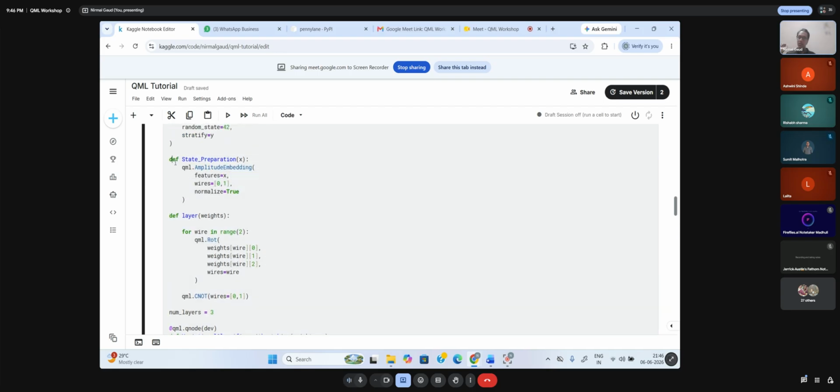Okay, so convert them into what? Amplitude embedding means probability amplitude. That means convert them into quantum superposition. That's state preparation. Because your x cannot be solved unless and until it is converted into quantum. You cannot solve it. That is why we need to prepare into quantum, then pass it to the quantum circuit.